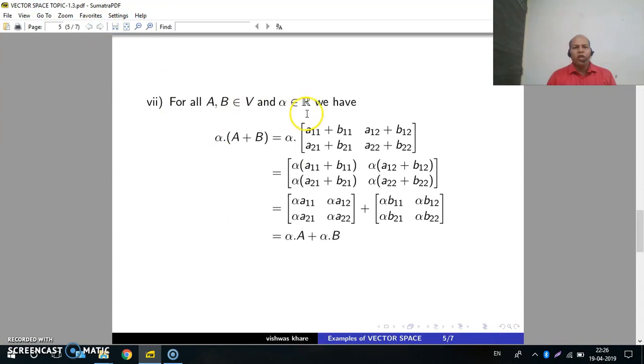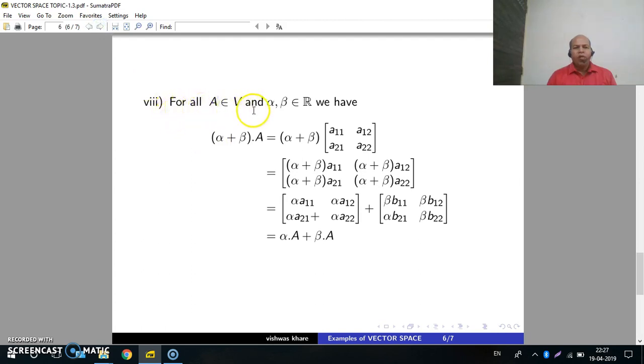Seventh, for A, B belonging to V and alpha belonging to R, we have alpha dot A plus B, which is the same as alpha dot the sum A plus B first, so A11 plus B11, A12 plus B12, A21 plus B21, A22 plus B22, which is the same as alpha in bracket A11 plus B11, alpha A12 plus B12 and so on, which is the same as alpha A11, alpha A12, alpha A21, alpha A22 plus alpha B11, alpha B12, alpha B21, alpha B22, which is the same as alpha dot A plus alpha dot B. So we got alpha dot A plus B is the same as alpha dot A plus alpha dot B.